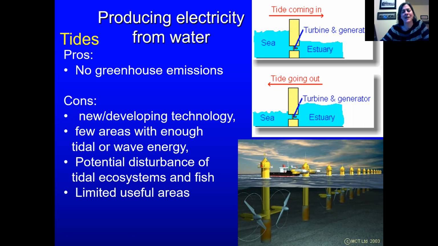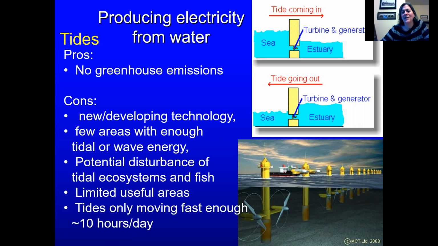Limited useful areas, again, I mentioned that. And a lot of areas where there are tides, they're just not moving fast enough. So places like Deception Pass, where we get really fast moving tides, would be a good place, but other areas in Puget Sound where the water doesn't move very fast, it would not be a whole lot of energy.